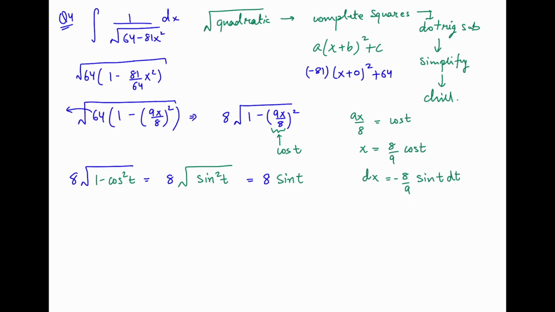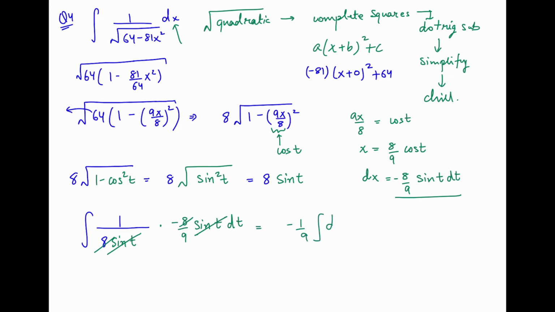So now I'm going to bring it back into the integral. The integral was 1 over all of that, so it will be 1 over 8 sine of t. The dx has now been changed into this. That's what you're left with. And that's probably the toughest integral out there. That reduced to be negative 1 over t plus c.